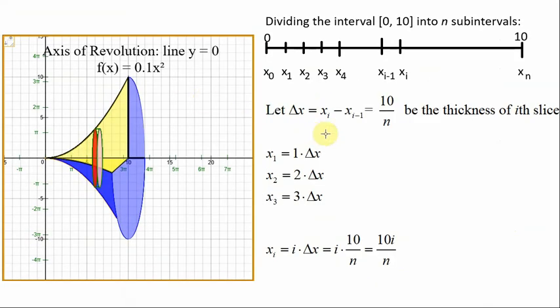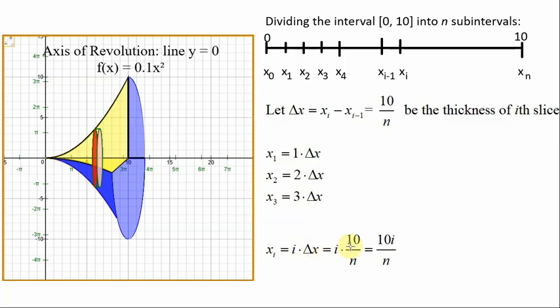A few moments ago we saw that the thickness of each disk, or the length of each subinterval, is 10 over n, or just delta x. And so in this case, x sub 0 is just 0. x sub 1 would be 1 delta x, because the length of this interval is delta x. And then x sub 2 would be 2 times delta x, x sub 3 would be 3 times delta x, x sub 4 would be 4 times delta x. And so x sub i would be i times delta x.